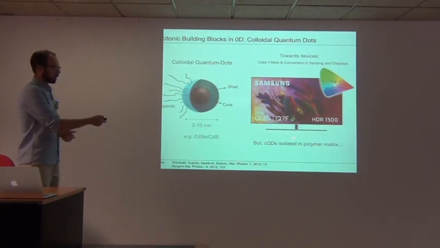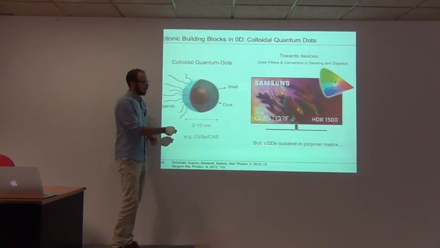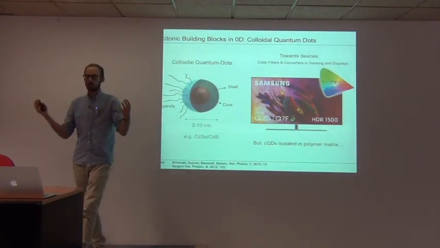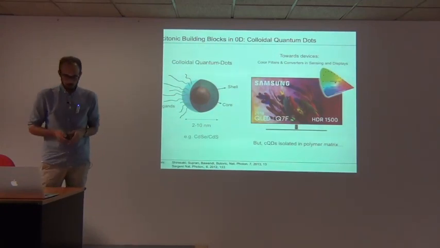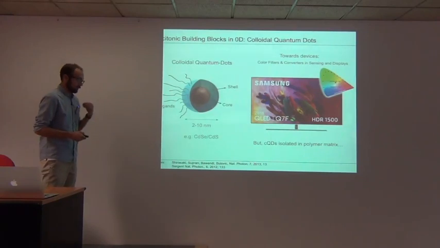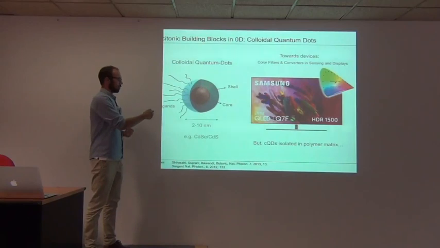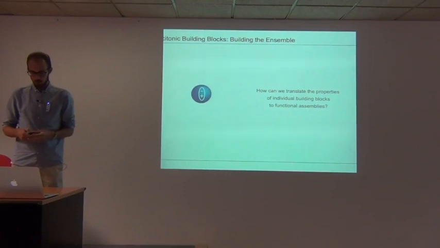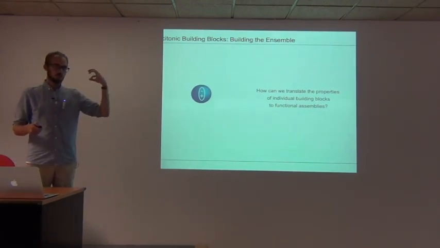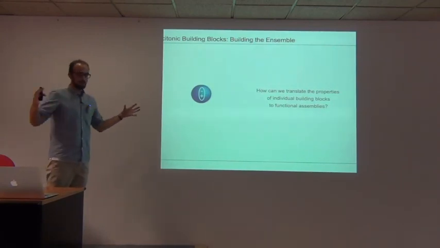But it's important to realize that all these systems that are now on the market, not just from Samsung, but also Philips and Sony are doing these, are quantum dots embedded in polymer matrices. So we should still treat them as individual quantum dots. One of the questions that I got interested in a couple of years ago: if you want to really process these into electronic devices, how do you translate the properties of these very high quality nanoparticles, these building blocks, into densely packed functional assemblies?